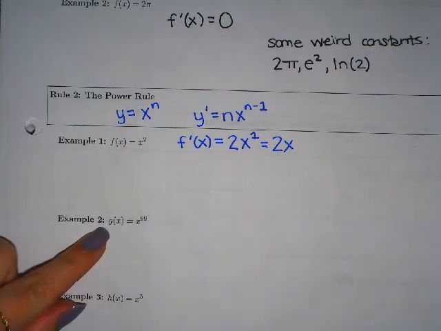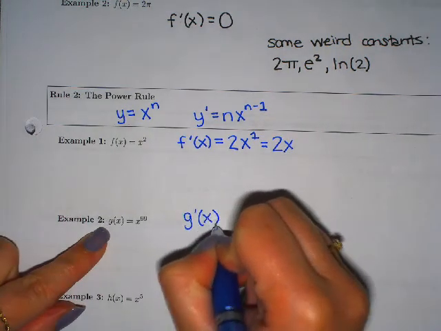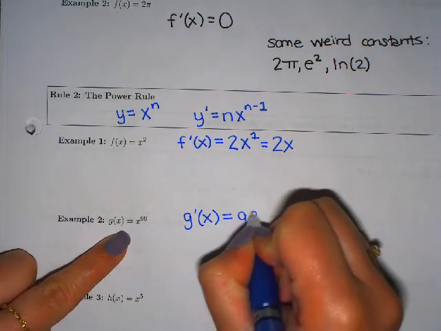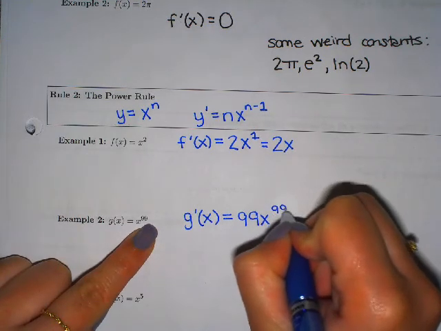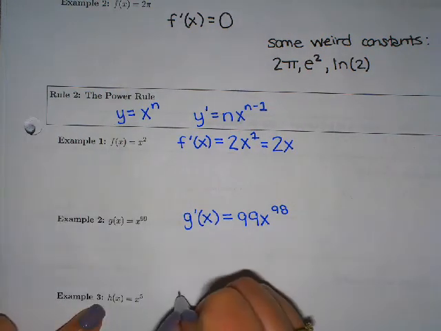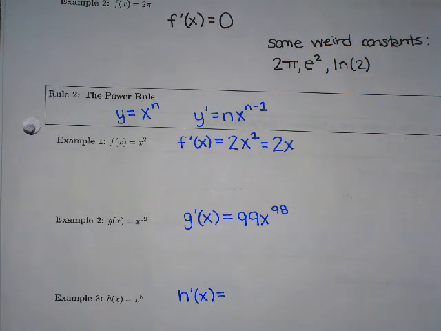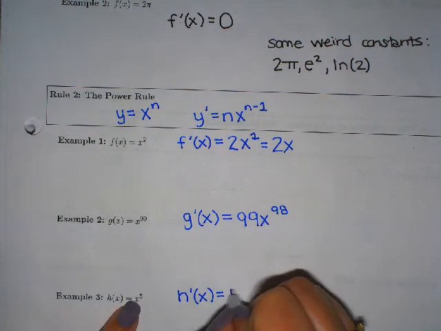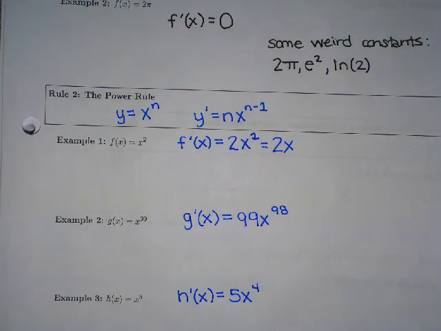Let's do that again. The derivative of x to the 99, well, it's called g, so the derivative is going to be labeled g prime of x. Bring down the 99 power and raise x to a new power by subtracting 1, x to the 98. There we took another derivative, so much faster than the 4-step process. Next one, h of x is going to have a derivative called h prime of x. And we're going to bring down our power 5 and raise x to the what? 4. Perfect.